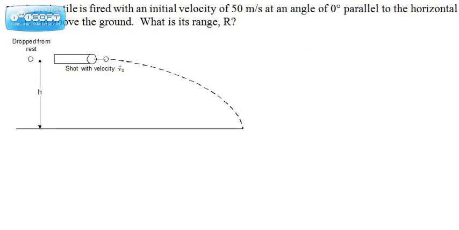The next question I've been asked to do is number 27. A projectile is fired with an initial velocity of 50 meters per second at an angle of 0 degrees parallel to the horizontal, or the horizon, 1.5 meters above the ground. What is the range R? Well, as we finished today in class, the fact that it's 1.5 meters above the ground is all we're worried about, and that's what's going to tell us our time.